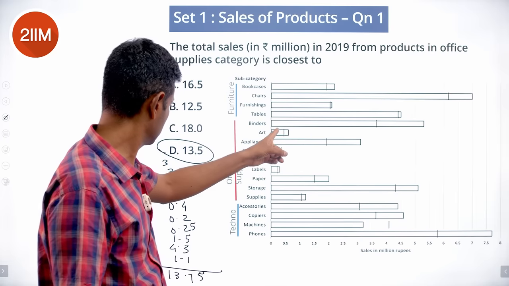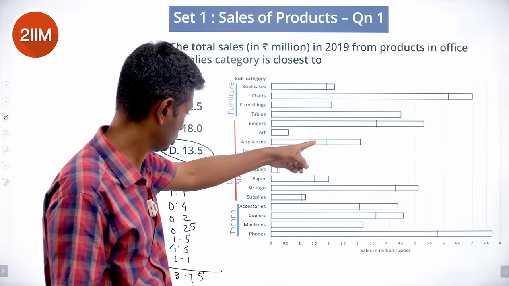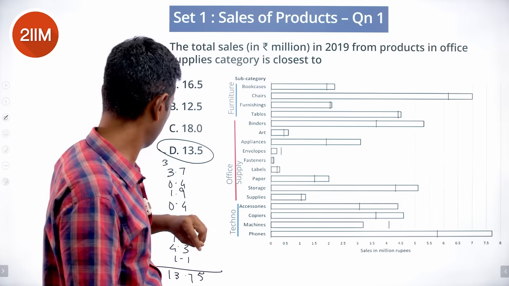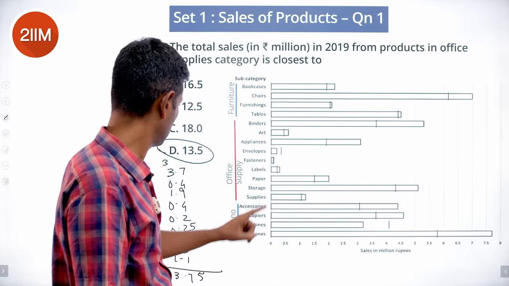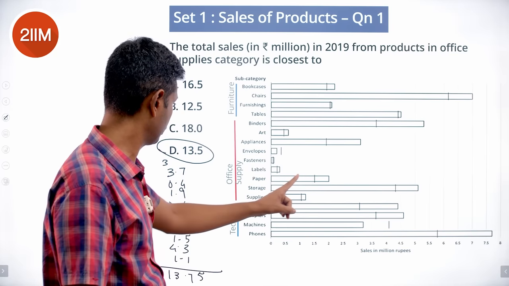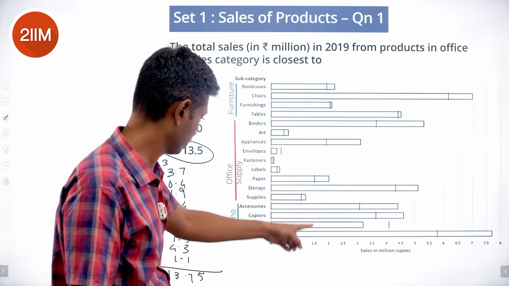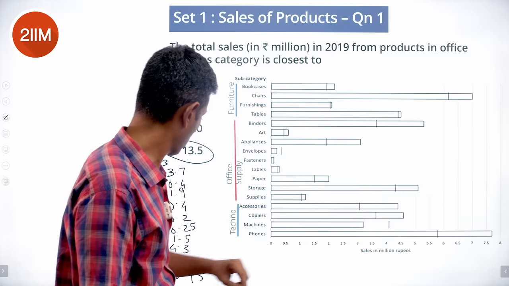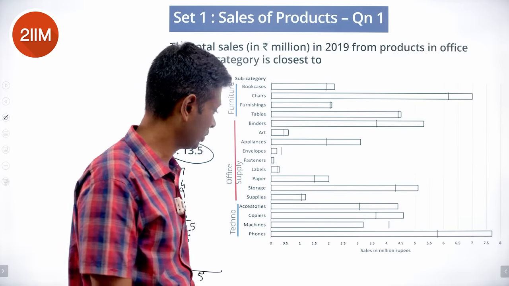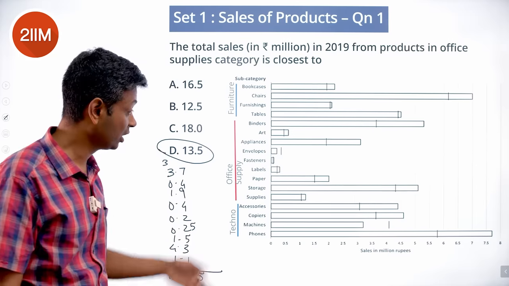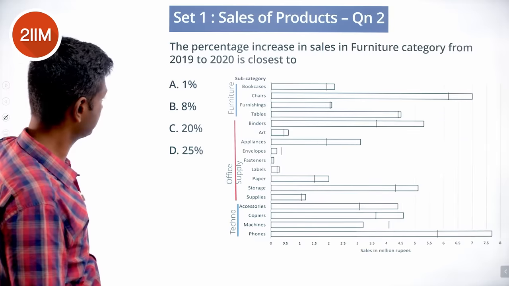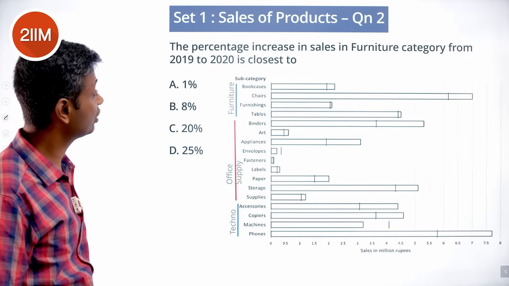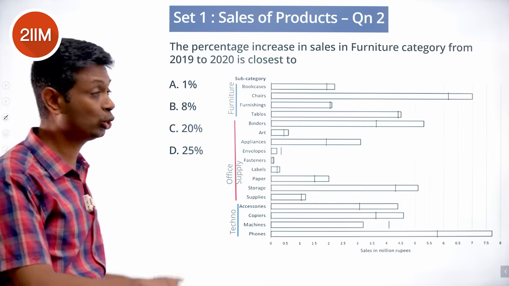3.7, 0.4, 1.9, 0.4, 0.2, 0.25, 1.5, 4.3, 1.1, yeah. That addition, I'm more confident. Just writing down the numbers would have been a pain. 13.5 works fine.